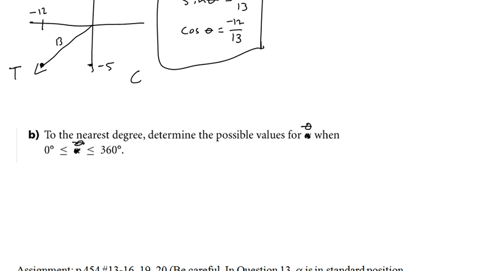Okay, and now part B is exactly the same stuff we've done on the previous pages. So the first thing we need to figure out is our reference angle. So we're going to have tan of alpha, as our reference angle, equals the absolute value of 5 over 12, which means that alpha is going to equal approximately 23 degrees.